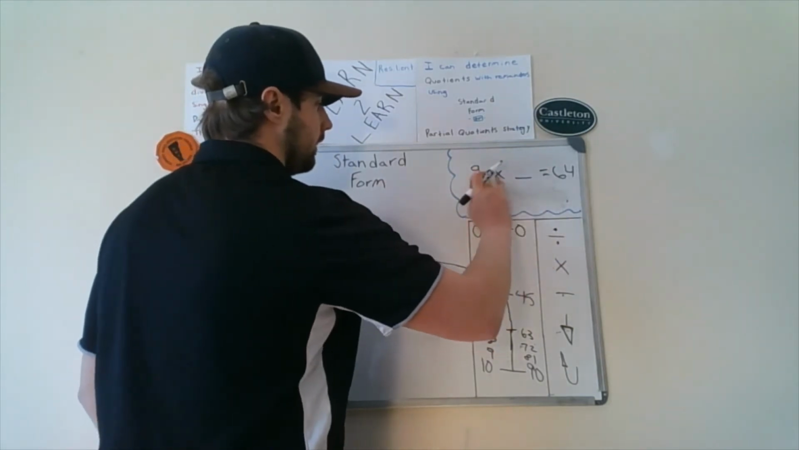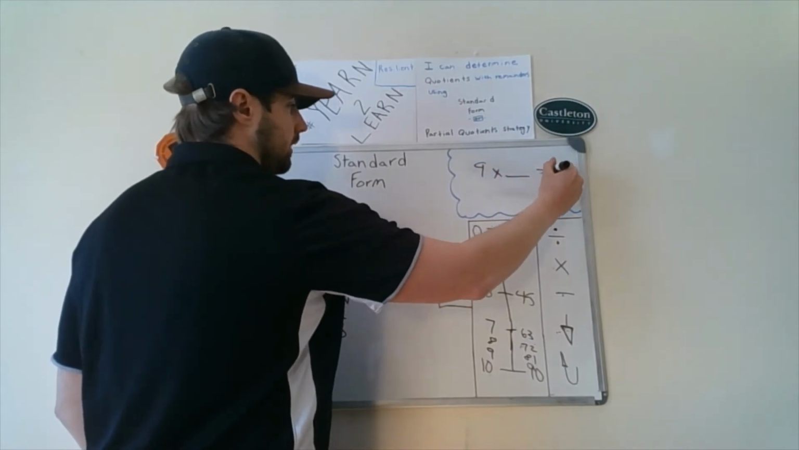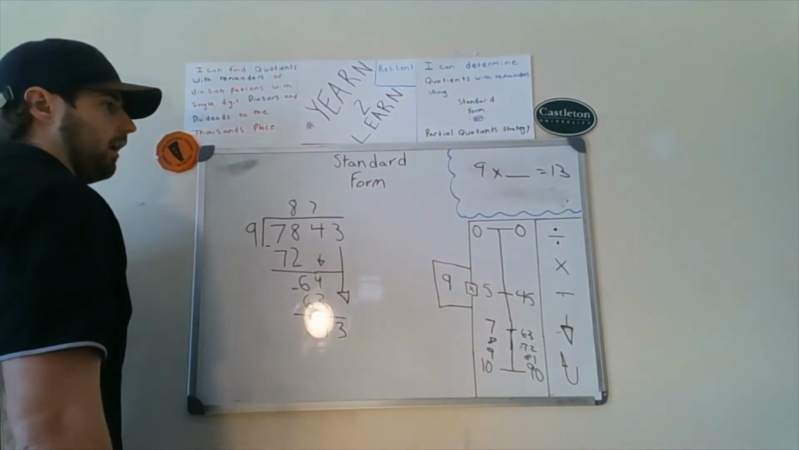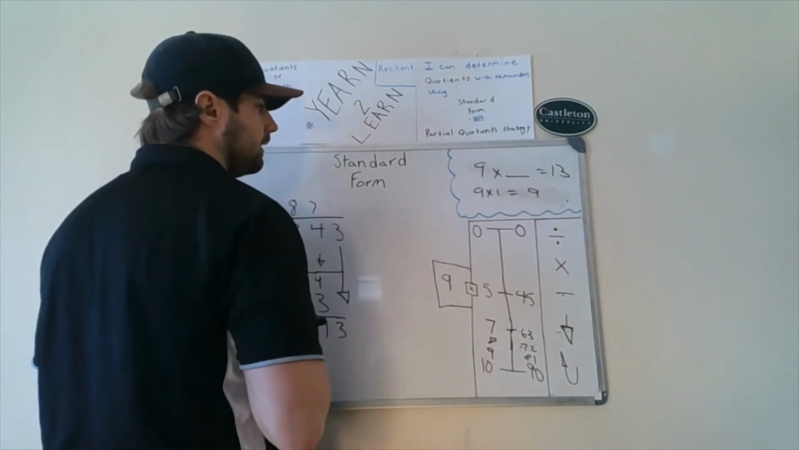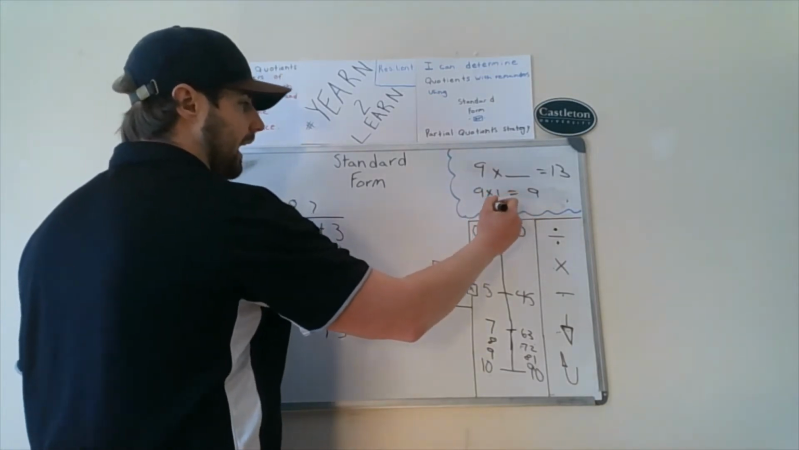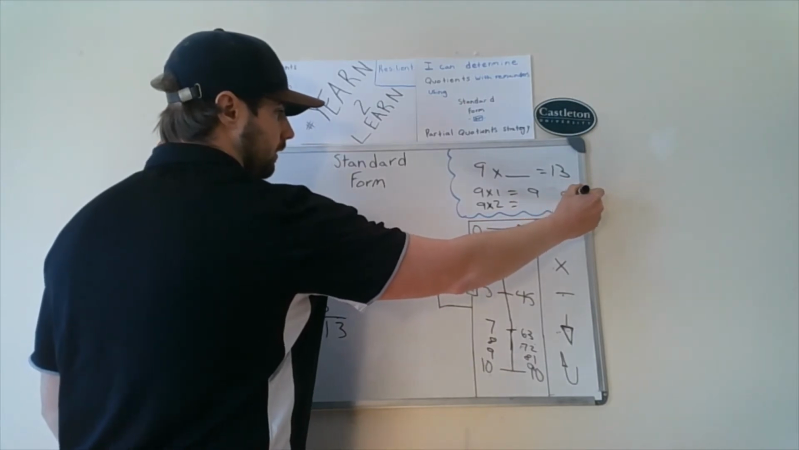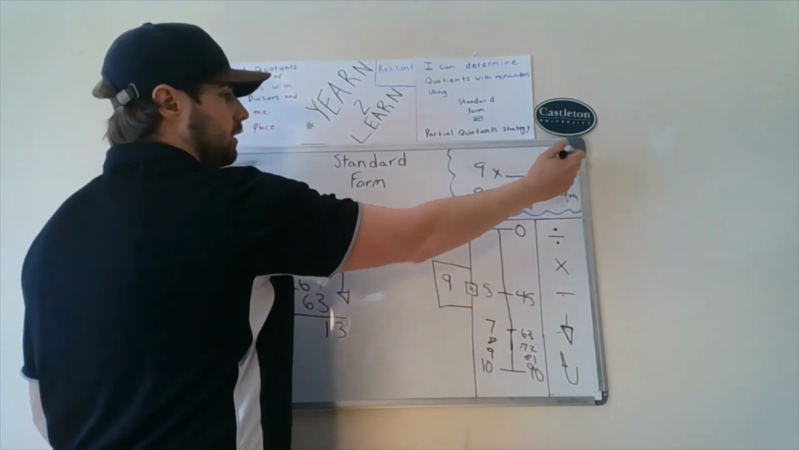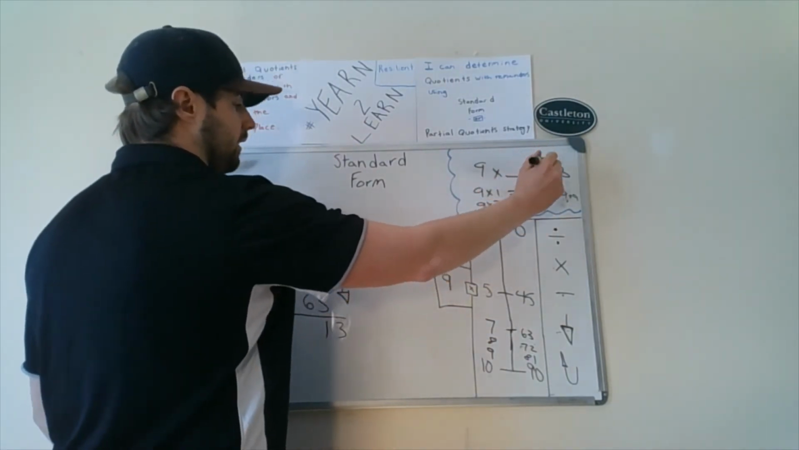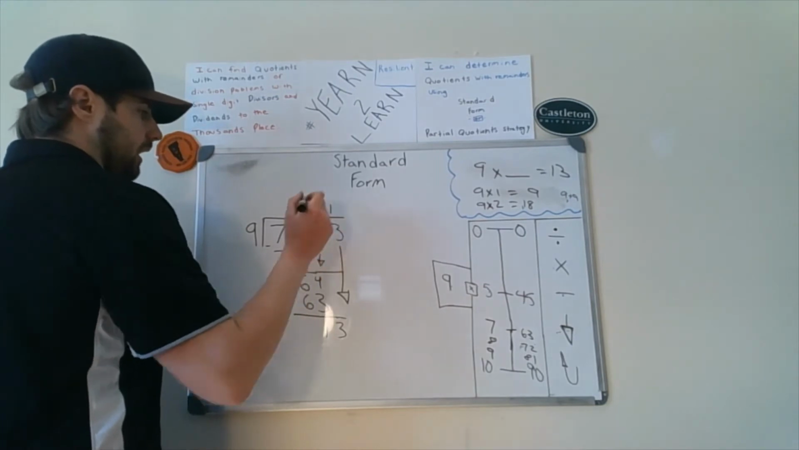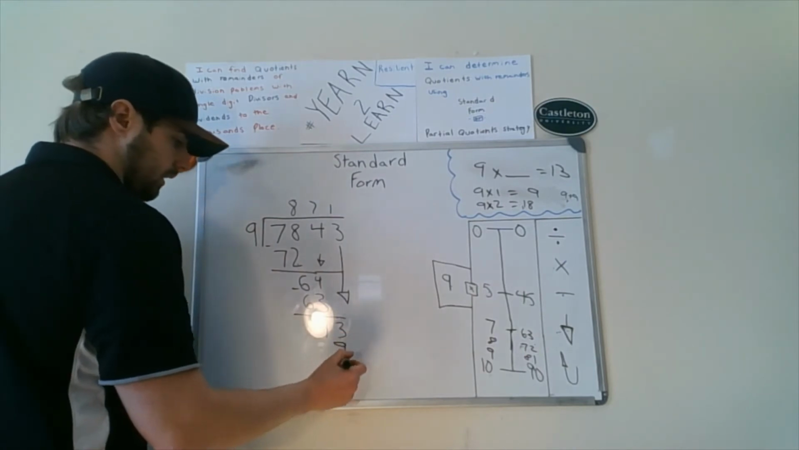In my brain, I'm thinking 9 times what number is going to give me 13? Well, I know 9 times 1 is going to give me 9. I know if I doubled that, 9 times 2 is like saying 9 plus 9. That's going to give me 18. 18 is too big. I know that 9 can only go into 13 once evenly. I multiply. 9 times 1 is 9.